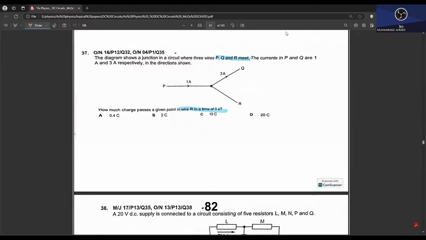First of all, you can apply Kirchhoff's current law here, and you can say the current arriving at a node must be equal to the current leaving the node. Let's say this is X. 1 plus X is equal to 3, so X is equal to 2 ampere. What will be the charge? Q is equal to I t. Your current is 2, time is 5 seconds. The total charge comes out to be 10 coulombs. C is your answer. The answer to 81 is C.